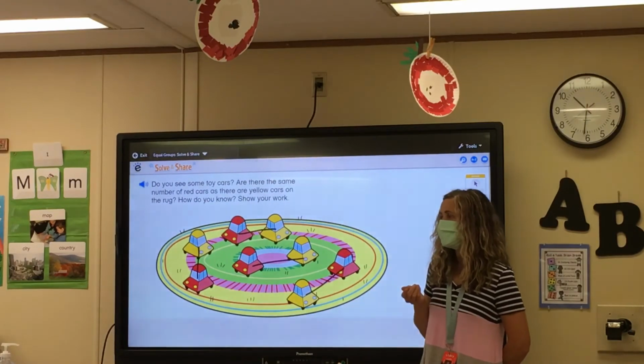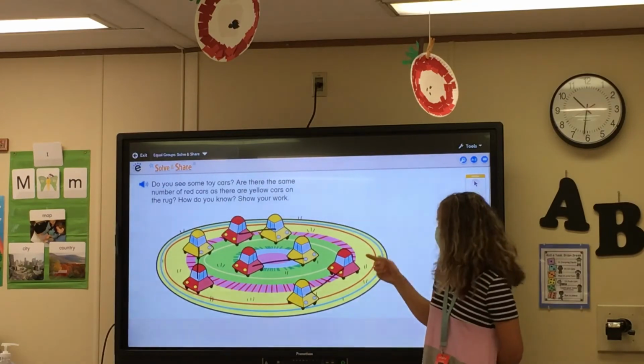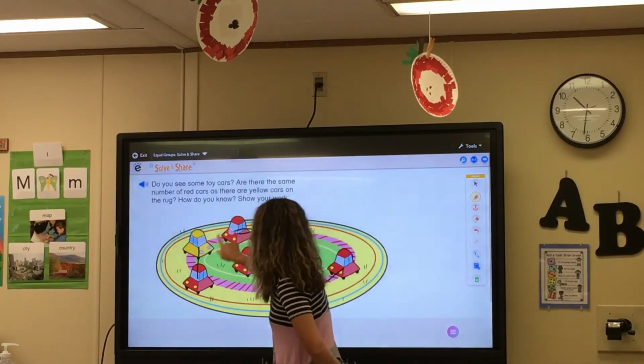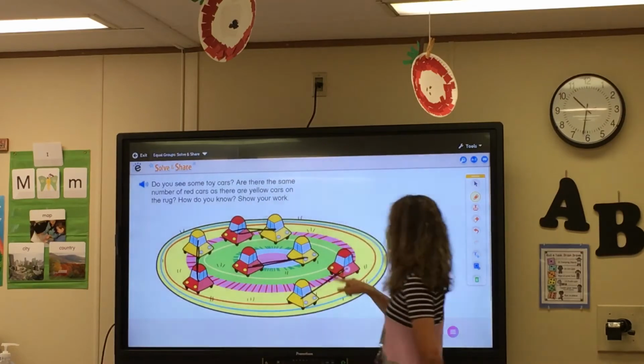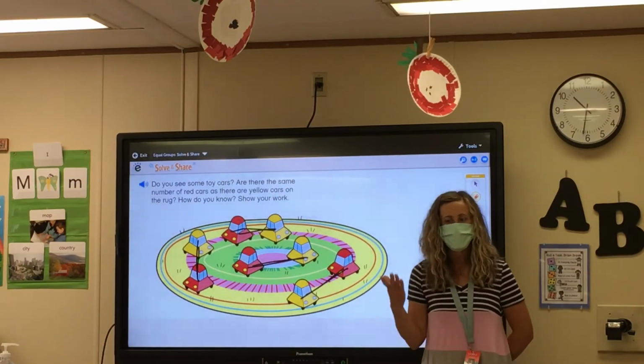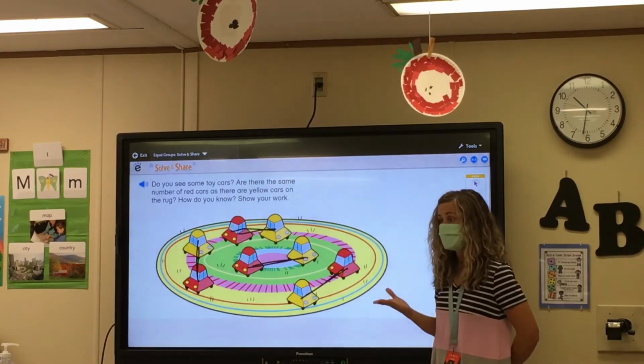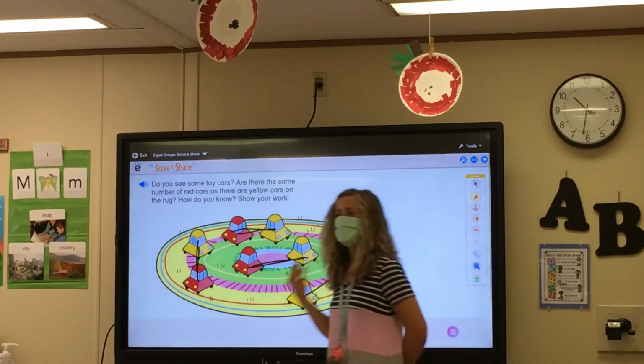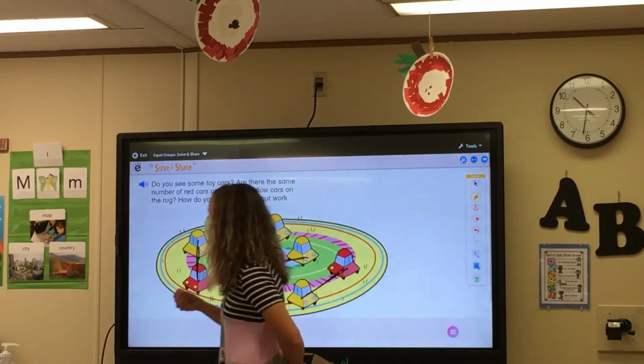Okay, I see lots of thumbs up. So everybody found a match? Okay, I did too. So we have matches, matches, matches, matches. So all of them have a partner. So do we have equal groups? Kindergarten, do we have equal groups? Yes. Yes, there we go.